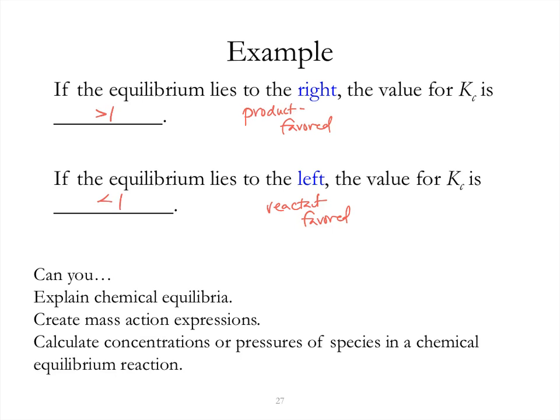Based on the first video and this one, you should be able to explain what chemical equilibrium is. You should be able to write a mass action expression or an equilibrium expression. And you should also be able to calculate concentrations or pressures of species in a chemical equilibrium reaction.